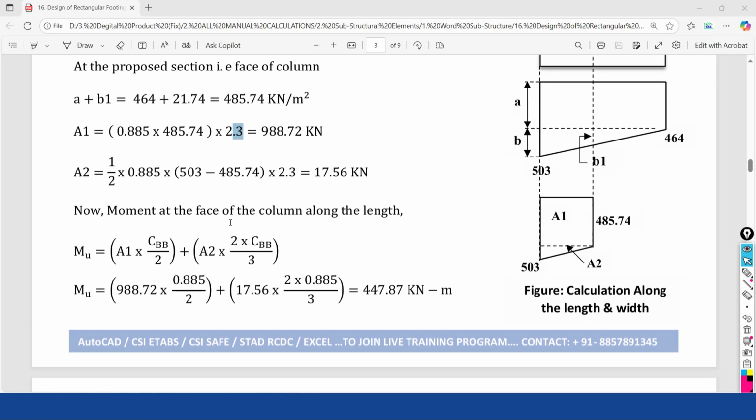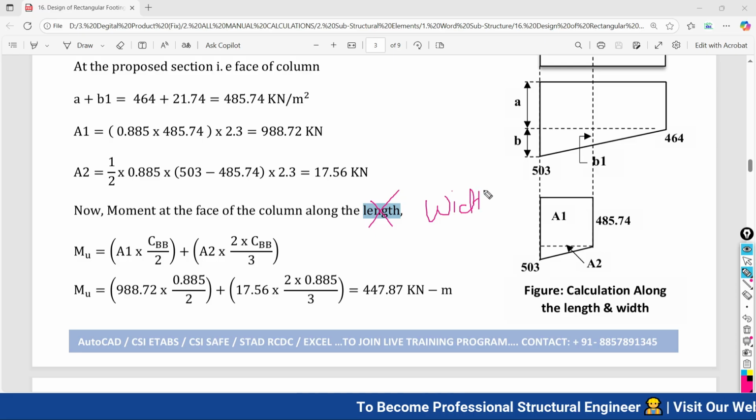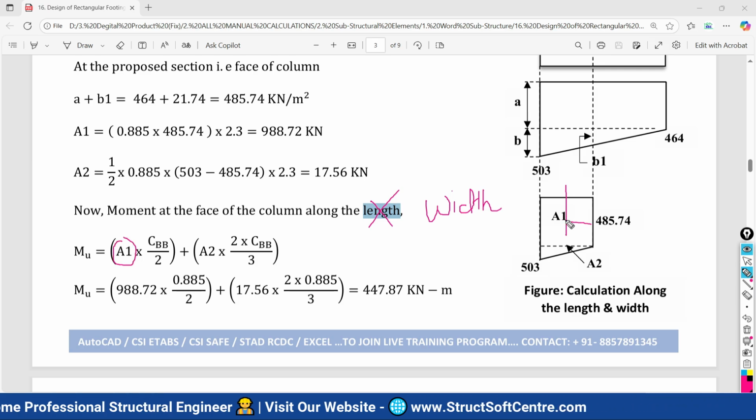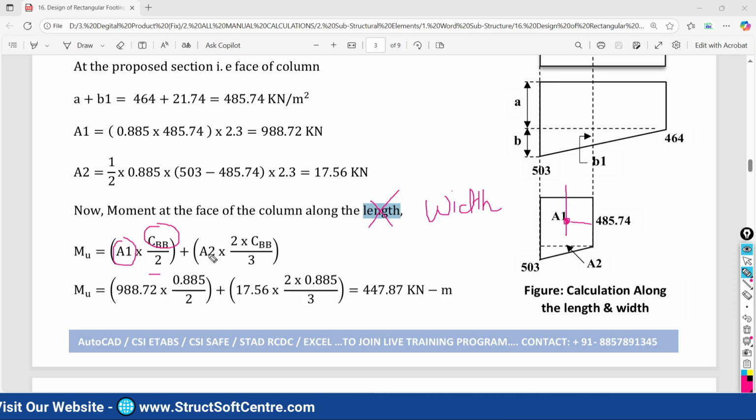Now finally our objective is to calculate the moment at the face of the column along the width. By mistake here it is written as length, but it is actually width. So we have to consider it as width. We will correct it. Now the ultimate moment will be equal to A1, area 1, multiplied by the centroid. The centroid will be half of this projection along the width, divided by 2, plus A2 multiplied by the centroid. Again we are going to do the calculation from the angle side. So 2h by 3, where h is nothing but your projection B divided by 3.